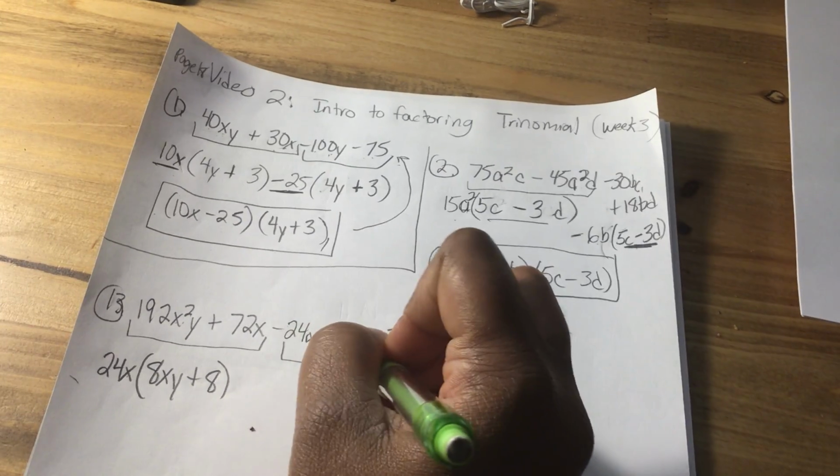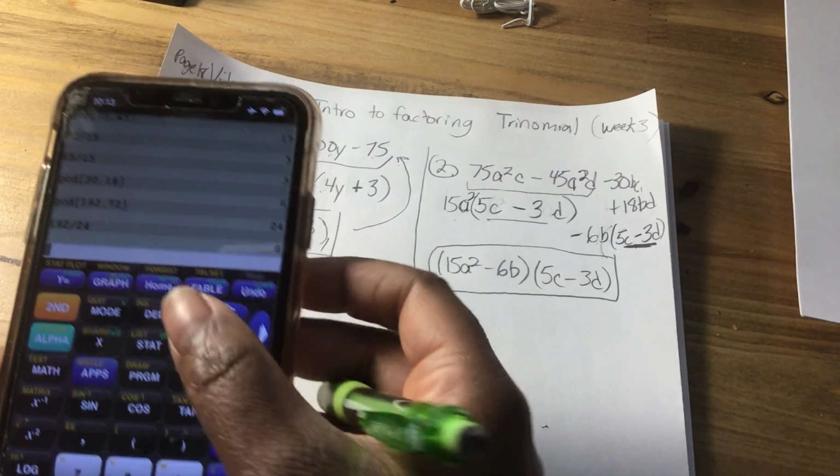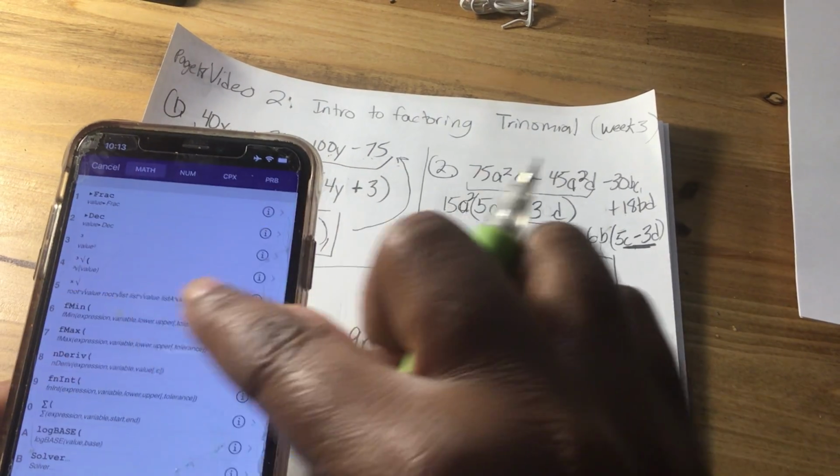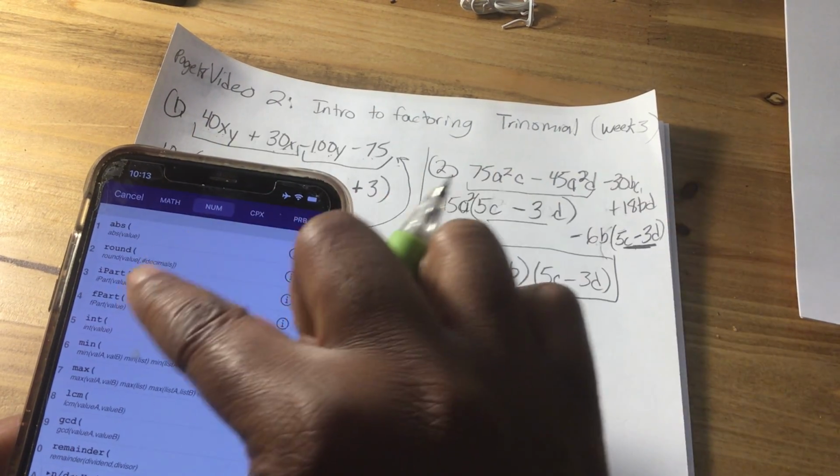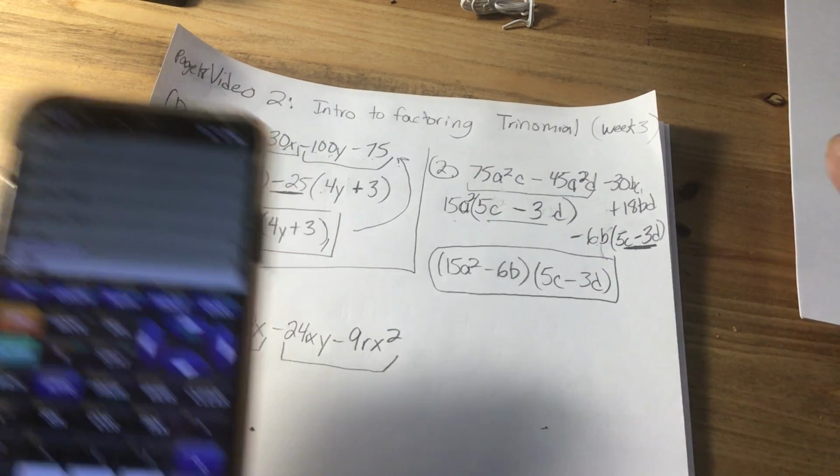You're going to do the same thing here. If you don't remember, again, go to how to find GCF, go to math, num, GCD.